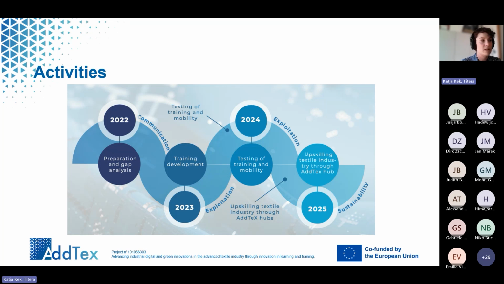So in 2022, we were preparing this gap analysis, which then led towards the development of training and educational materials in 2023. And in 2024, we have conducted quite a few different hackathons, and of course also the summer school, which was a 1 week-long training program held in Prato, connecting students from all around Europe with smart textile companies. And right now we are in 2025, which is the year dedicated to build hubs and exploit the results.